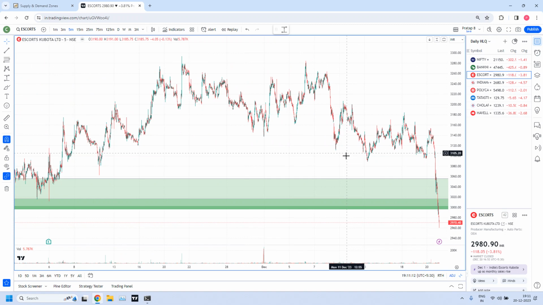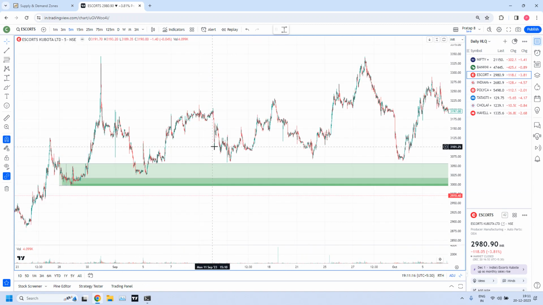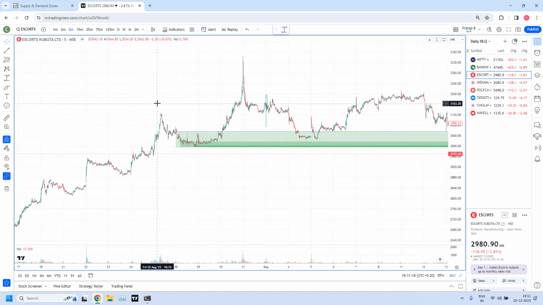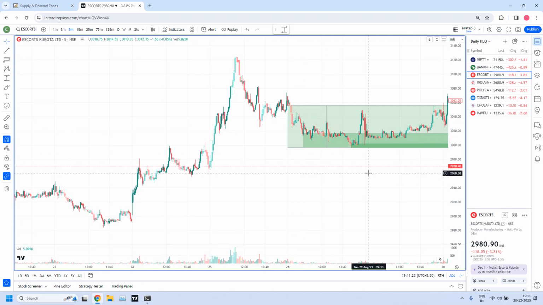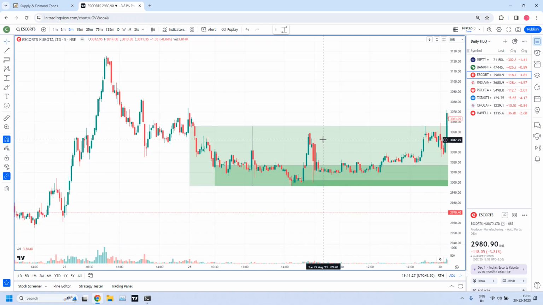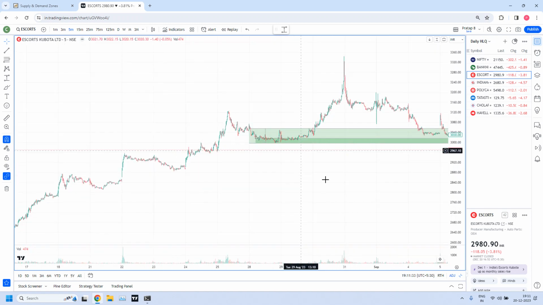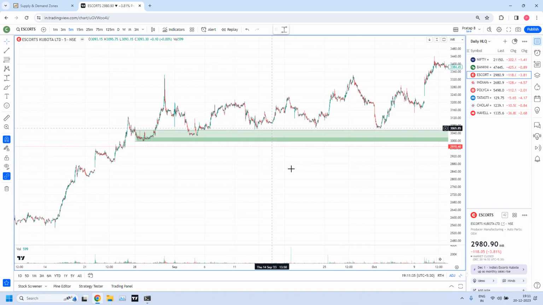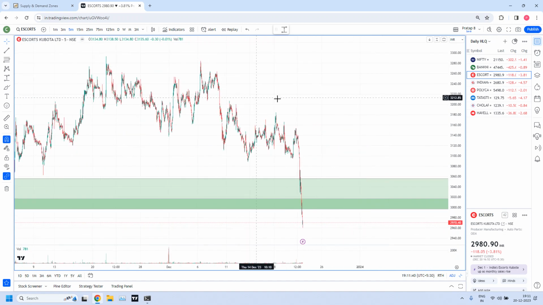Because they are tested zones, we don't plan trades on tested zones, especially at 5 minutes or 15 minutes level, unless they are again high liquidity zones. If they are high liquidity zones, at least one more test, second or maybe maximum third time, we can plan. But not more than that on 5 minutes or 15 minutes level. So that's why we didn't plan any trade on Escorts today. So finally the whole zone is violated.